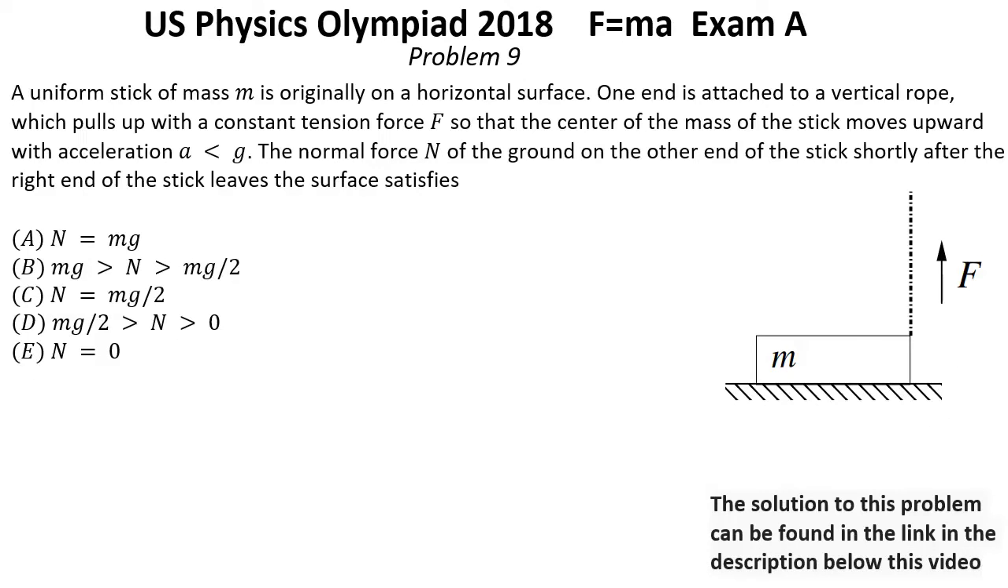Problem number 9. A uniform stick of mass m is originally on a horizontal surface. One end is attached to a vertical rope, which pulls up with a constant tension force F, so that the center of mass of the stick moves upward with acceleration a less than g. The normal force N of the ground on the other end of the stick shortly after the right end of the stick leaves the surface satisfies next conditions.